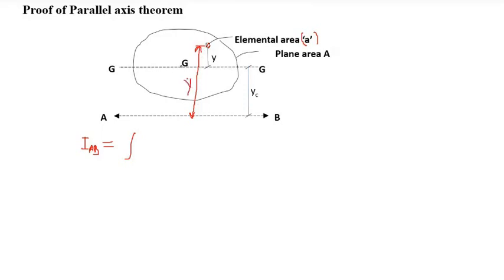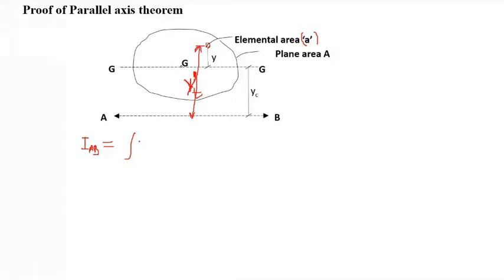Let's say we will consider it as some capital Y, or some other term. Let's say Y dash, because we have already taken y as the distance of this small elemental area from the central axis. Let us call it y total instead of dash.